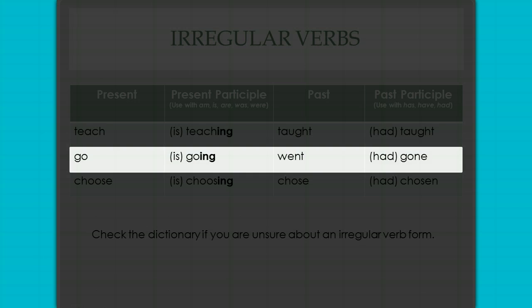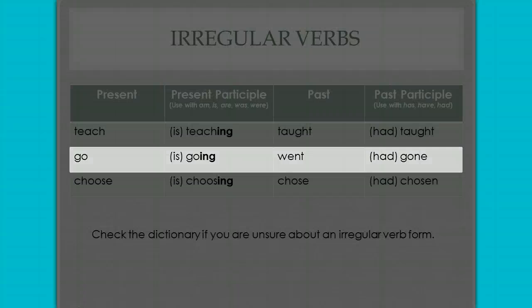However, you may have noticed that the past and past participle form of the irregular verb go are different. The past tense is went and the past participle is gone.